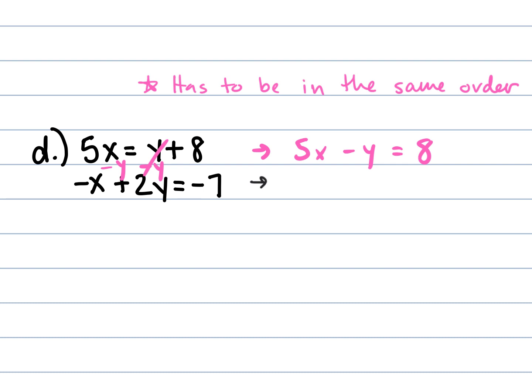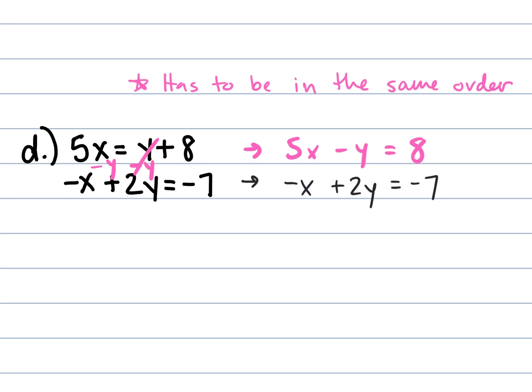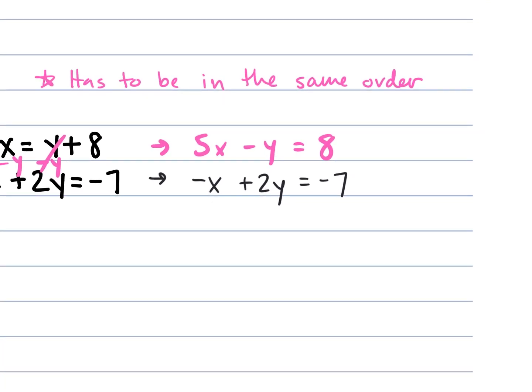I'm going to rewrite my second equation below it so we can see our like terms. Do I have the same number but opposites? No. But can I make them have the same number but opposites? Yes. Do we want to pick the x's or the y's? You want to eliminate the y's? Again, it doesn't matter. We can pick. Let's eliminate the y's.